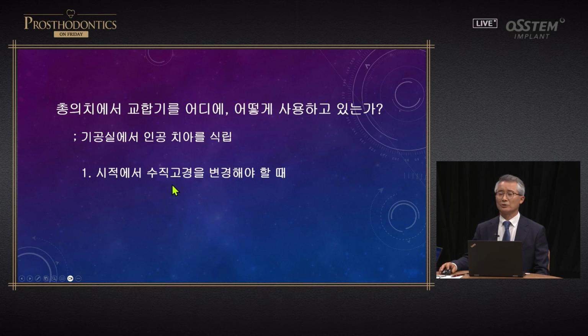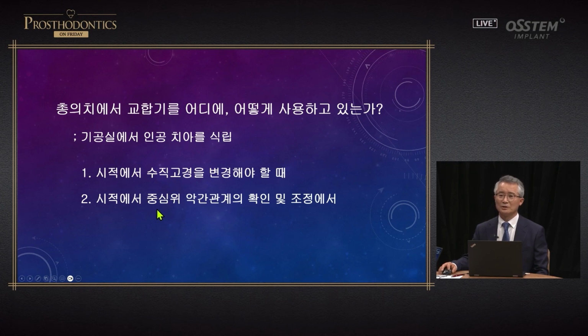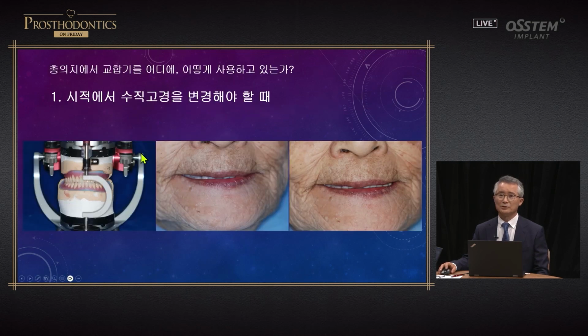Vertical dimension and centric relations are checked, and interarch relations need to be checked. We need to check this on top of vertical dimension. By doing this, we can use articulators very meaningfully. I think this is also very meaningful in doing occlusal adjustments at chair side. Let me show you how vertical dimension is adjusted after try-in using articulator.